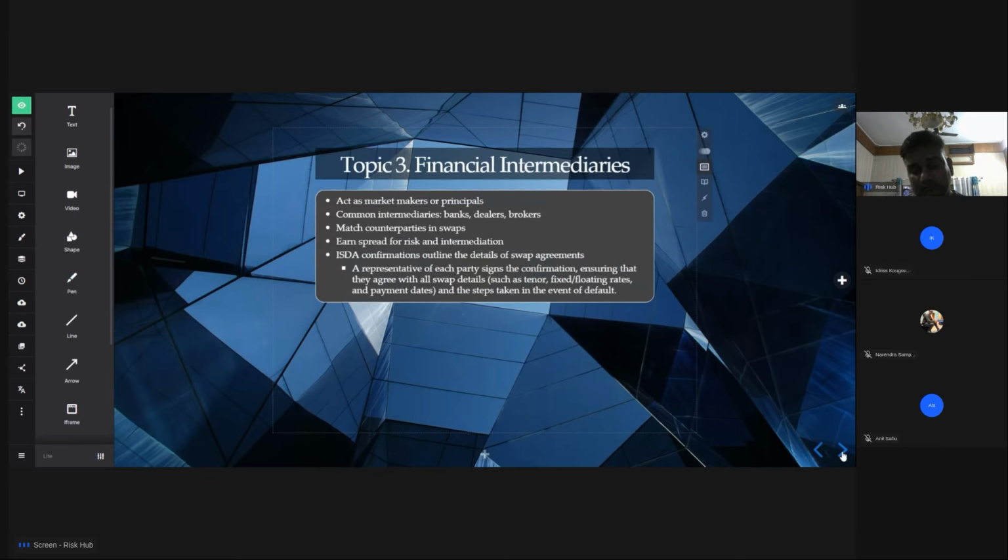Now the next part is financial intermediaries. When I talk about financial intermediaries, what we need to understand in this part of the lecture is how financial intermediaries play a very vital role in your swap market. That's the first point we need to understand very properly.